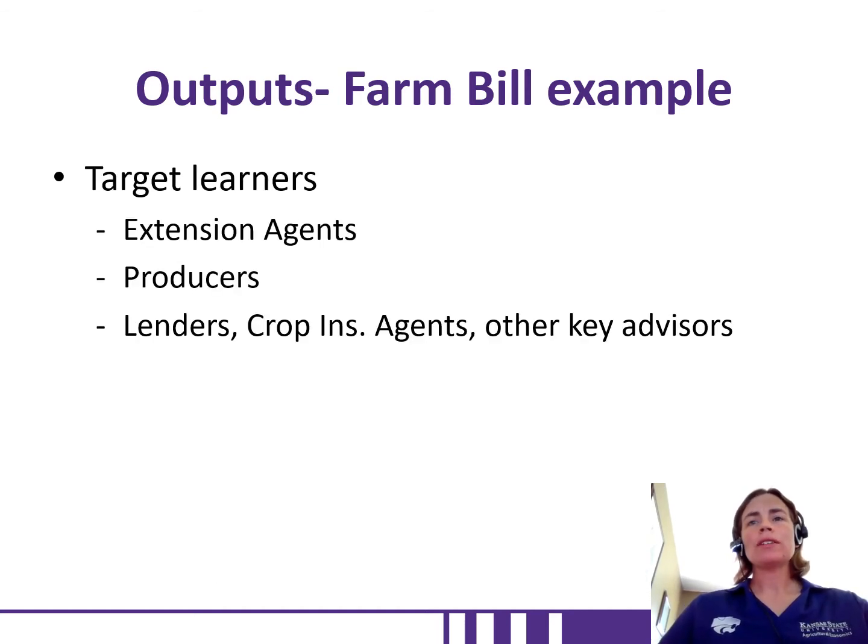Now our target learners, obviously with professional development, were extension agents and most specifically ag agents that typically did this education. Our outward audience is typically producers. They're the ones that are going to have to be making this decision. And along with that, we have a lot of lenders, crop insurance agents, and other key advisors that are going to be helping producers make this decision. So targeting them with our educational information is also a big piece to achieving our outcome.